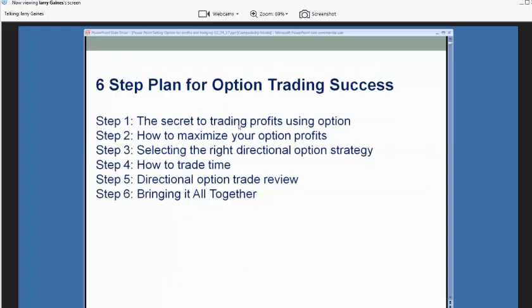So it's a 6-step plan for option trading success. Step 1, we're going to look at the secret trading profits using options. 2, how to maximize your option profits. 3, selecting the right directional option strategy. 4, how to trade time. 5, directional option trade review, and then how do you bring this all together.